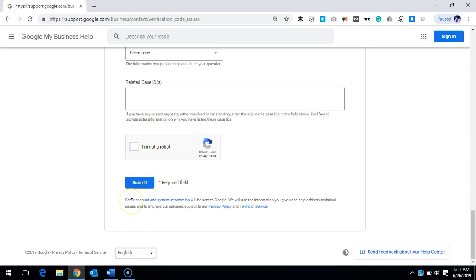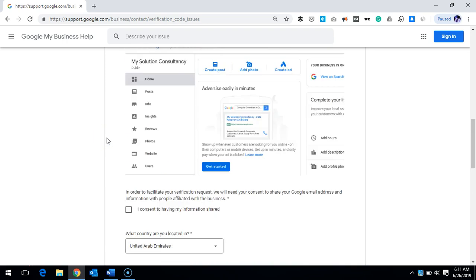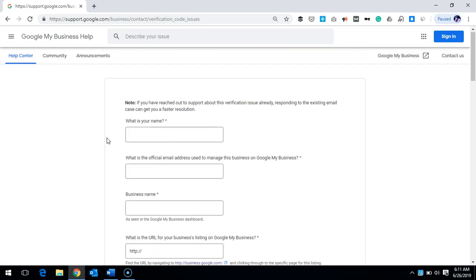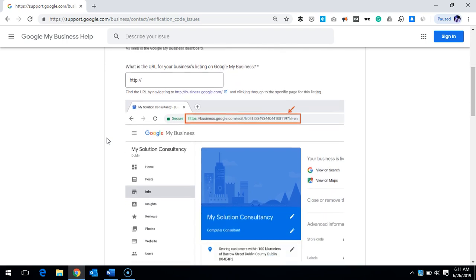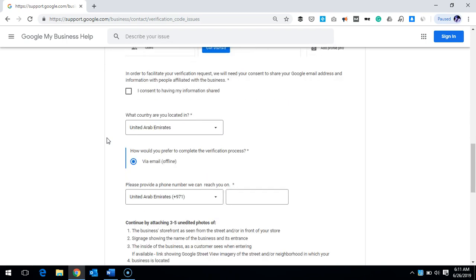So hope this helps, right? So please proceed by submitting this form to Google along with all the relevant information that you can submit about your Google My Business account and get your account verified fast.